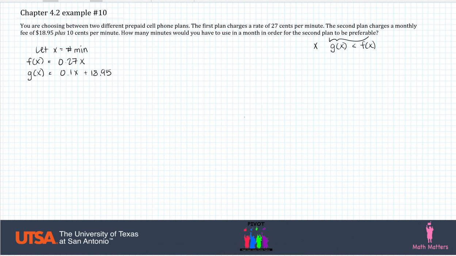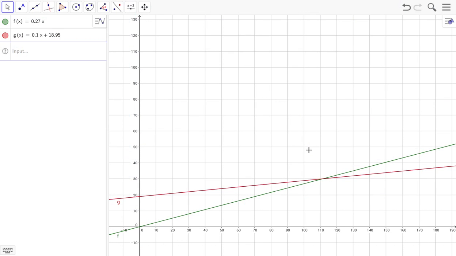So if we look at this on a graph, we have our f of x in green and our g of x in red. And we see that there's an intersection around here between x equals 110 and 120. And what that means is at this point, whatever x value this is, it's going to cost the same.